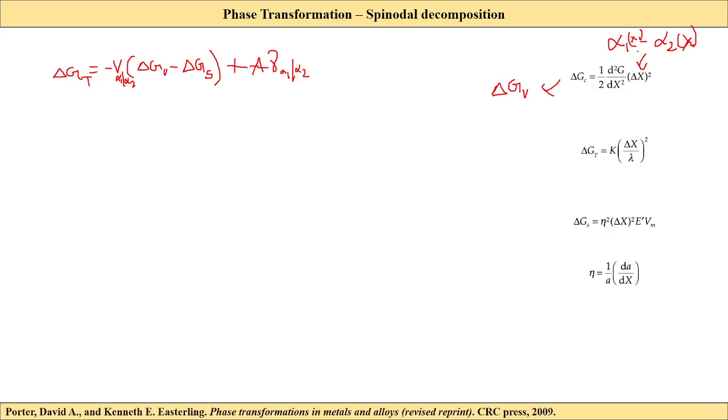Now if x2 minus x1 is 0, that means there is no formation of new phase, right? So there needs to be a certain difference of x2 minus x1. Now that is my volumetric free energy, and the next one is my surface energy, or you can call it delta G surface energy.